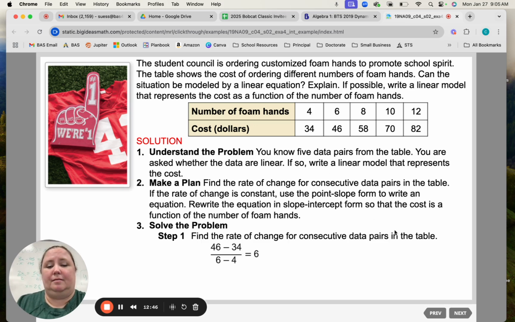Man, none of these divide equally. Boo, they use the first two. That's fine. So y2 minus y1, 46 minus 34, and then 6 minus 4. They got 6 for the slope. So whatever 46 minus 34, that's 10. No, it's 12. 12 divided by 2 is 6.